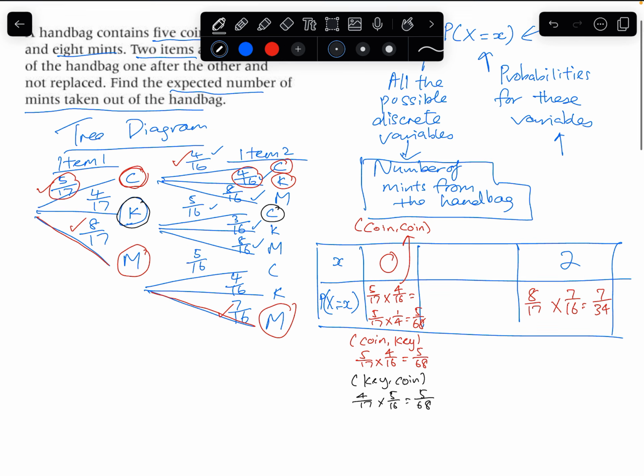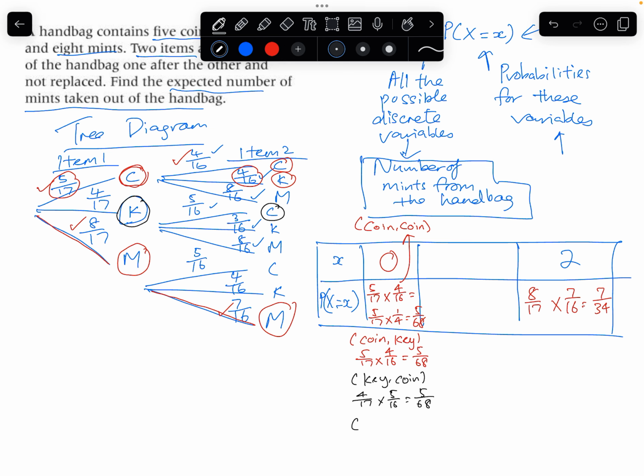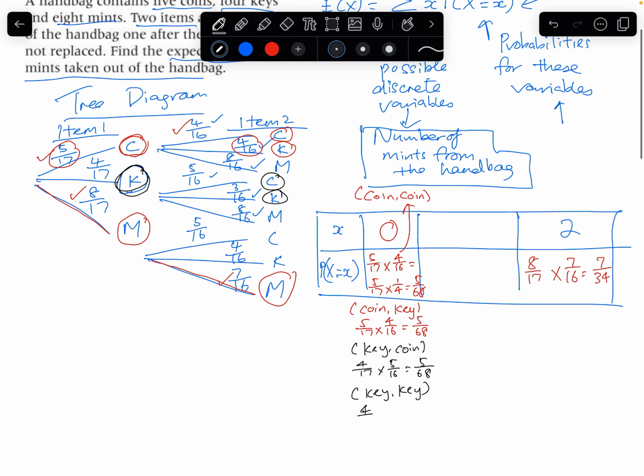And finally, another possible outcome would be key and key, because that's not going to give you any mint as well. So we'll be looking at key and key. So again, the tree diagram is very, very helpful. So I'll take 4 over 17 times 3 over 16. And that's going to give me 3 over 68.